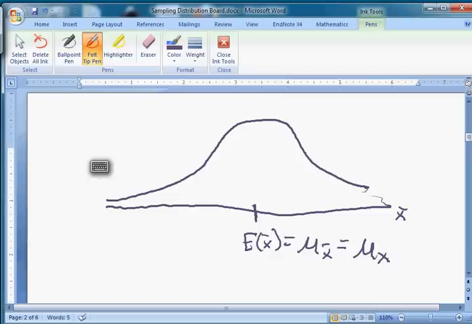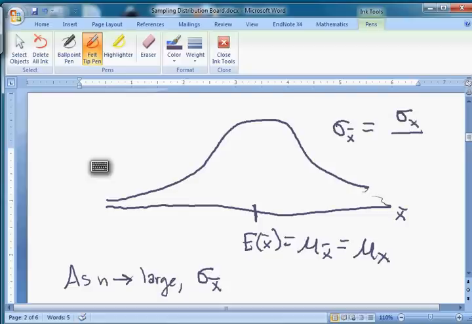And as n gets large, sigma x bar, the standard deviation of this, is equal to sigma x divided by the square root of n. What that means is that it doesn't matter what the shape of the population distribution is. As long as we have a large enough sample, we have a normal distribution of our sample means, which looks like this. So that's the way to think of it.